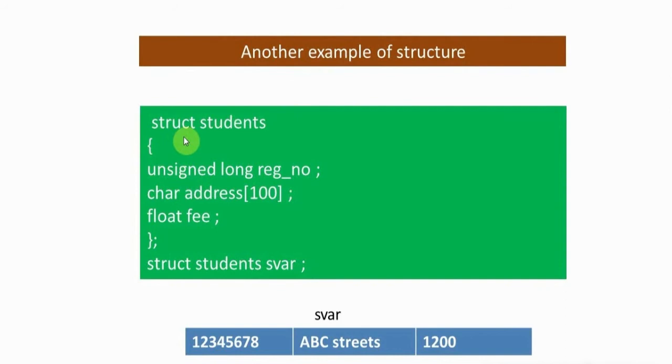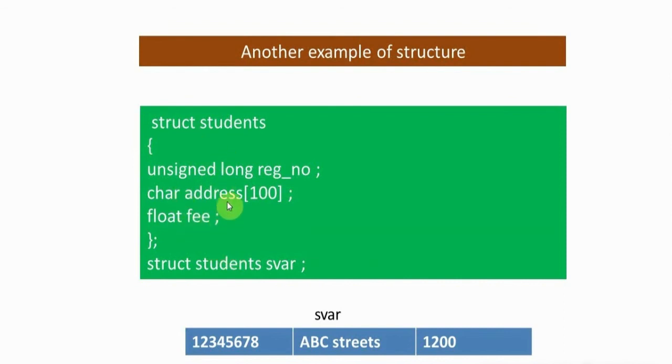Let me show you another example so that the concept can be consolidated in your mind. I am going to have a structure with the structure tag students. As I have told you about the syntax, first we are supposed to give the structure specification. First we will give the keyword struct, followed by the structure tag, in this case students, and within the curly braces block I have declared three members, namely registration number, address and fee. As you can see, unsigned long is the data type of the first member, registration number, char is the data type of the second member, and float is the data type of the third member, fee.